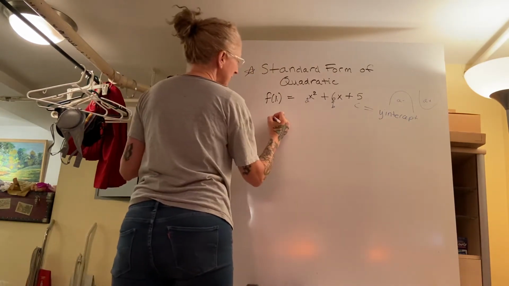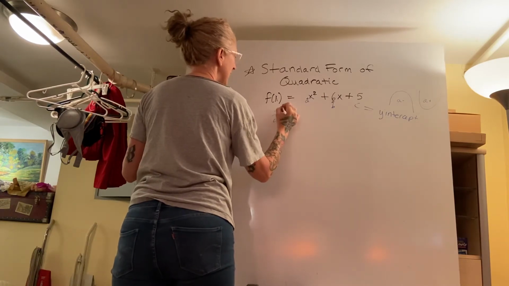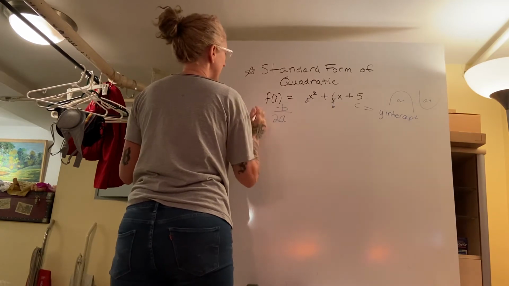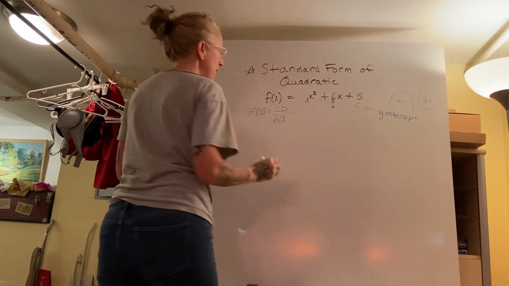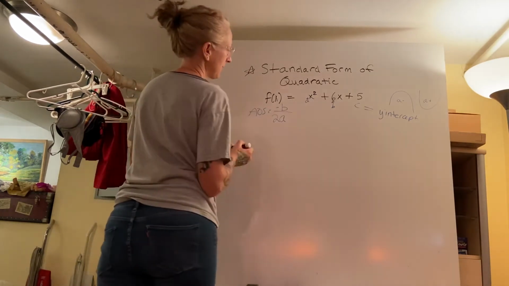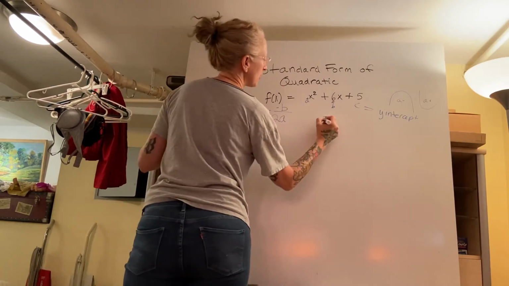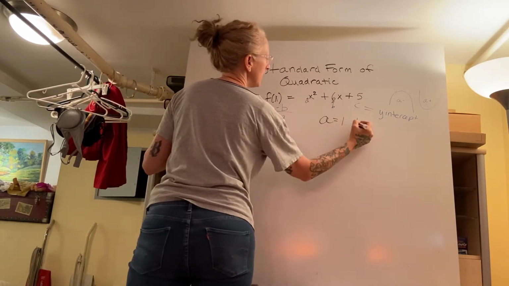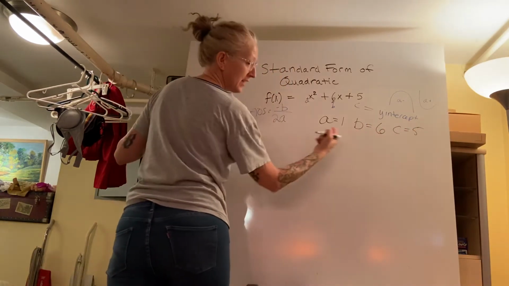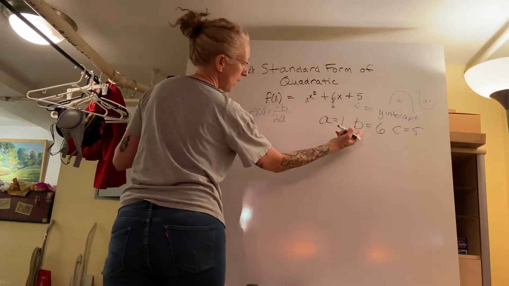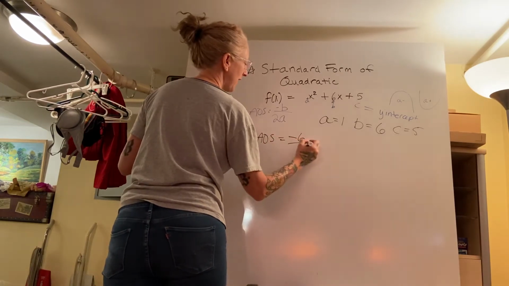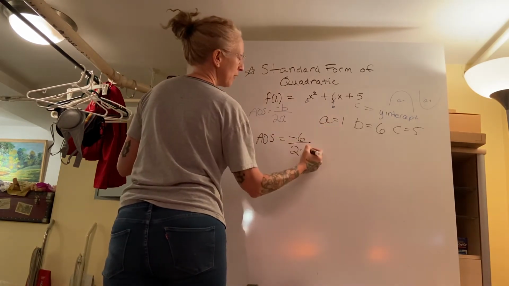So our formula for axis of symmetry is the opposite sign of B over 2 times A. So in this case, what's the opposite sign of positive 6? So let's write this out first. A equals 1, B equals positive 6, and C equals 5. So if we're going to put these into the formula, negative B, so opposite sign of B, would be negative 6 divided by 2 times A, which is 1.